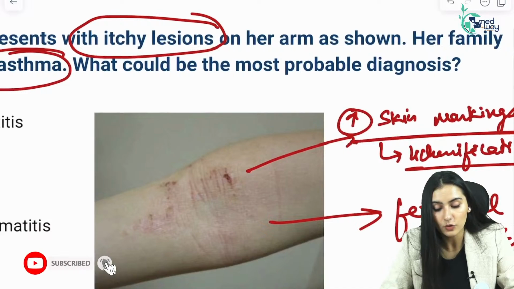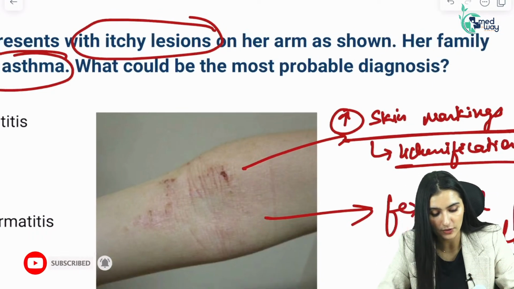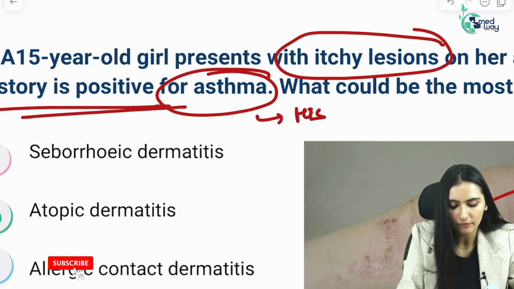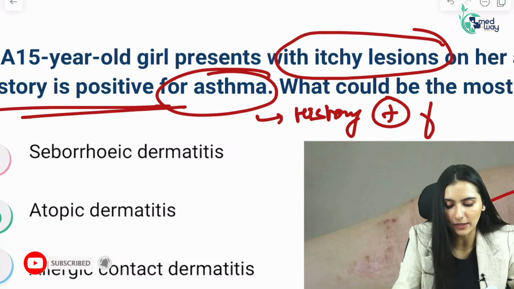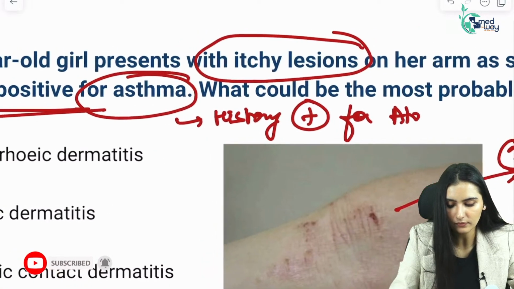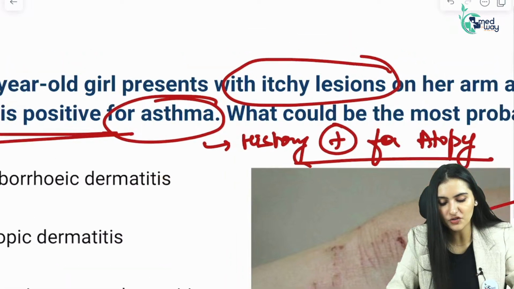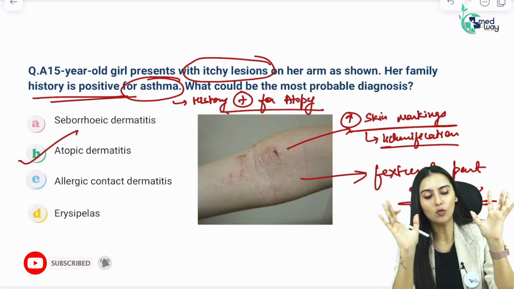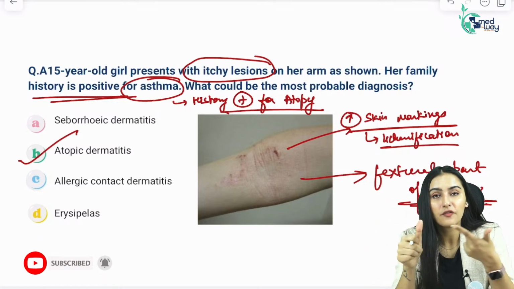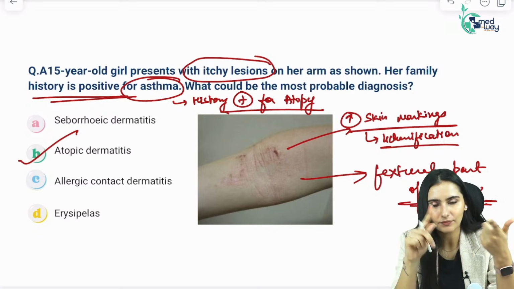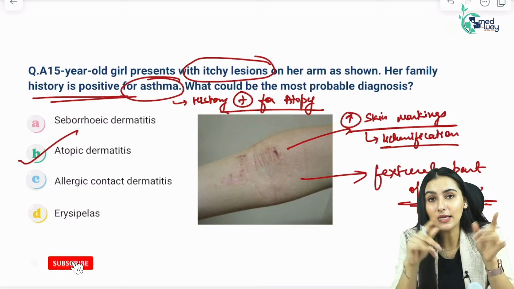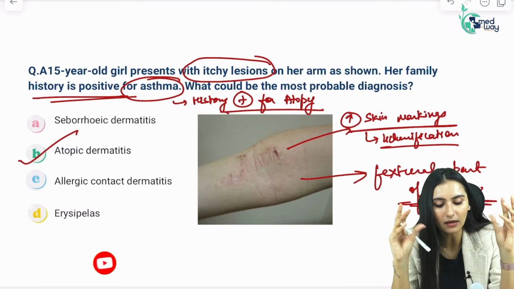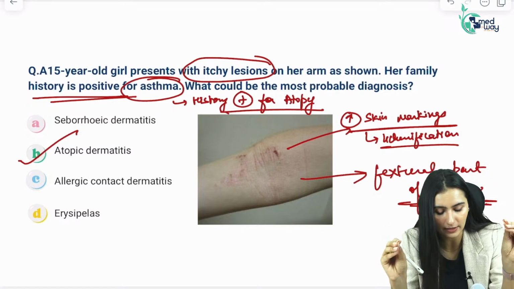Okay, so if you have lichenification in the flexures with the family history positive for asthma, that is history positive for atopy. So what is the child going to have? The child is going to have atopic dermatitis. I'll tell you again why it is atopic dermatitis. Firstly, flexures are involved in a child. Think of atopic dermatitis. Anybody in the family having a history of asthma or any other allergy, atopic dermatitis. These are the things that have to point towards atopic dermatitis.